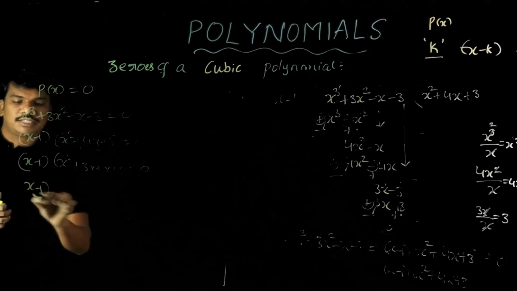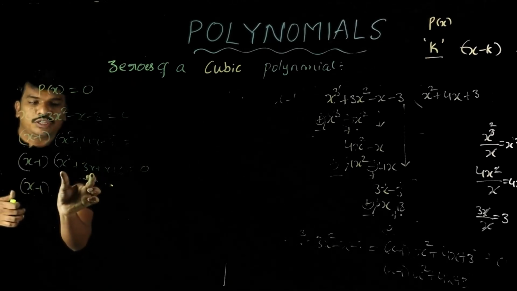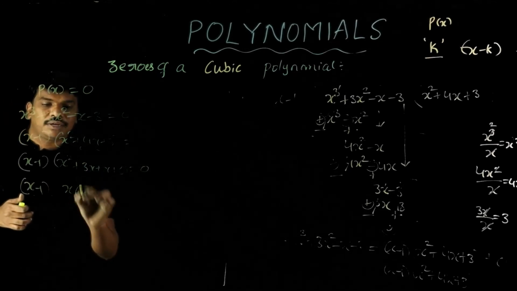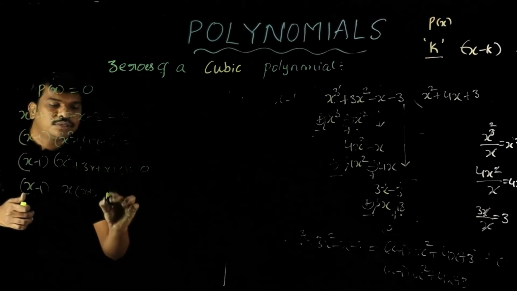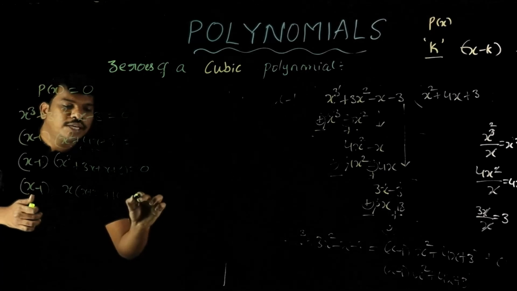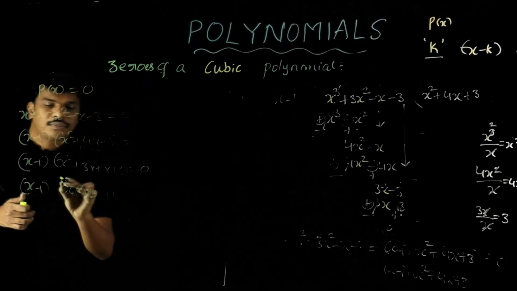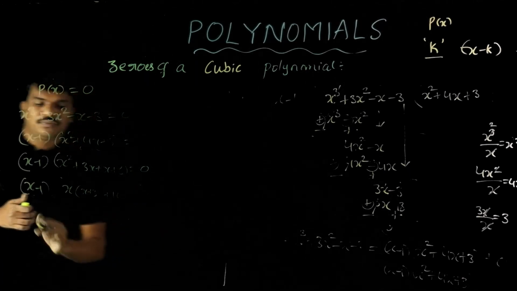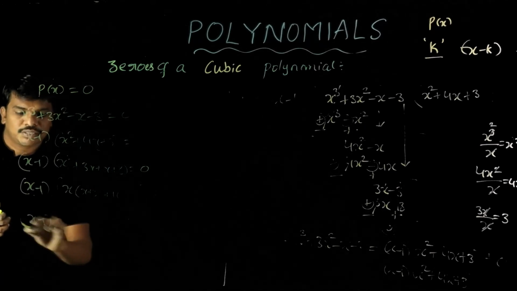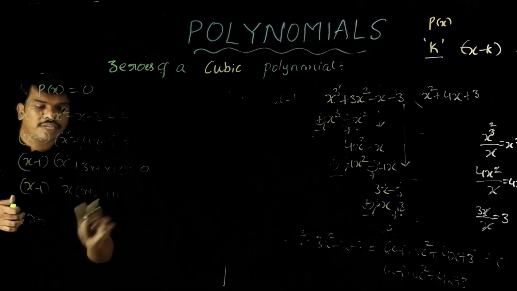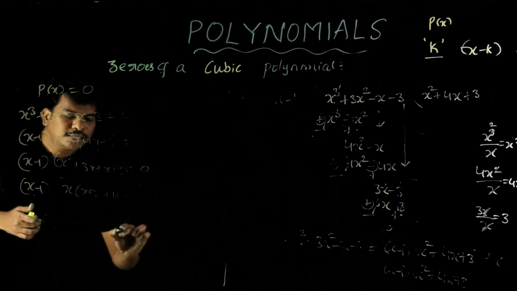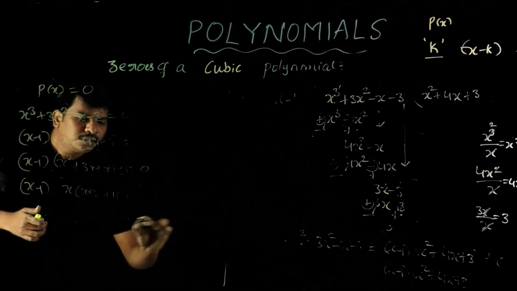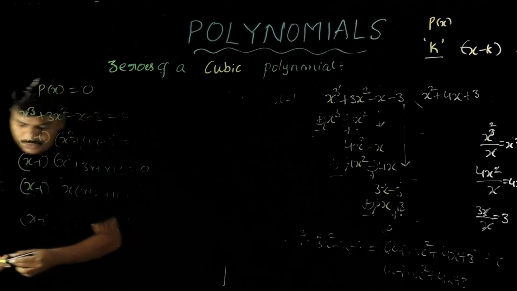x minus 1 is as it is. Now from these first two terms, I am taking x as common. Therefore, I will get x plus 3. From these two terms, by taking 1 as common, we will get x plus 3, which is equal to 0. As x minus 1 is the same, from these two terms we can see that x plus 3 is common. Therefore, the result is x plus 1 is equal to 0.